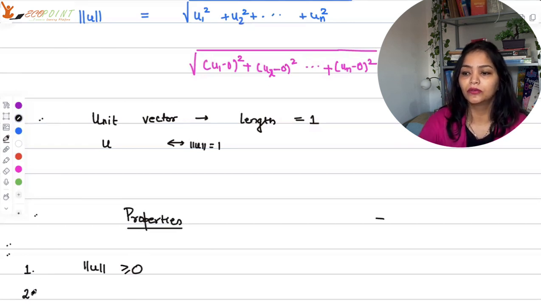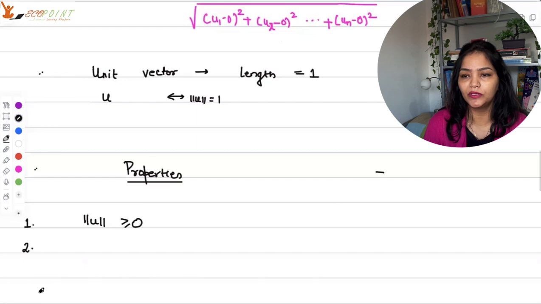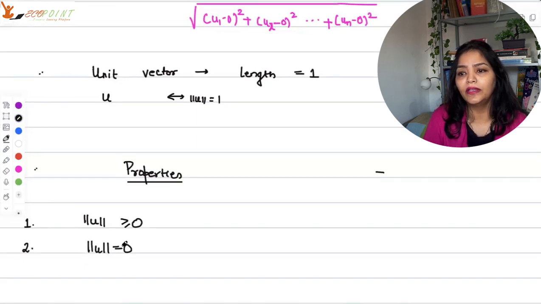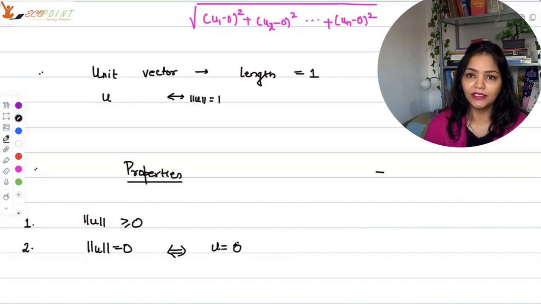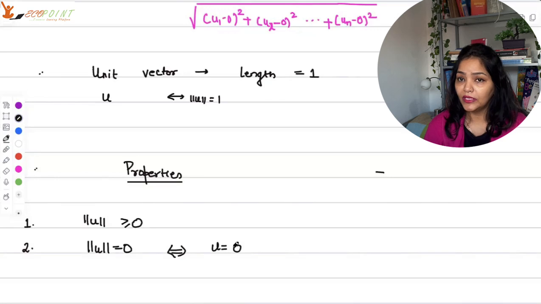Second property: in case the length of any vector is 0, when is that possible? It's only possible when we are talking about the 0 vector, or we're basically talking about the origin. So the length of a vector is 0 if and only if that vector itself is the 0 vector or origin.